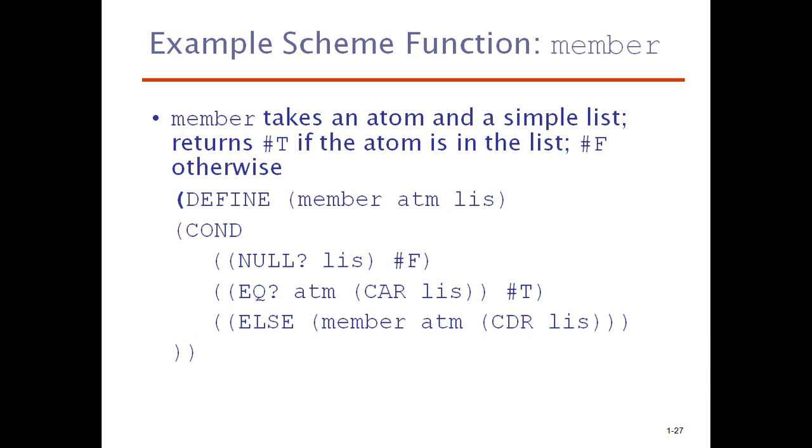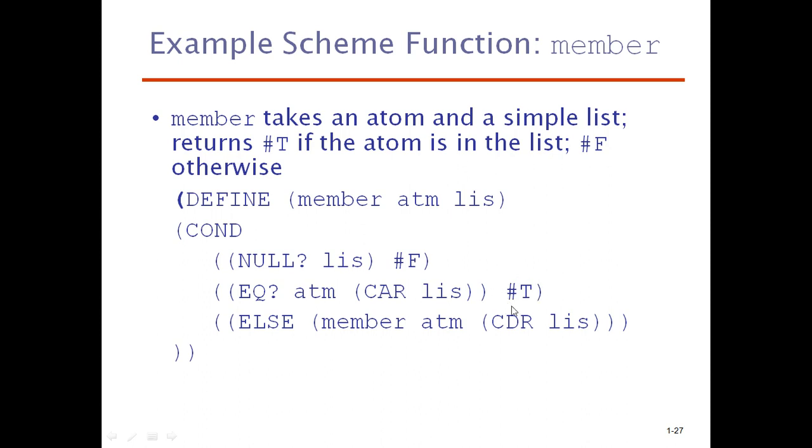Next, check whether the first element in the list is the atom or not. That means EQ, that means equal, atom, that is the atom that you are supplying here, and CAR list. We have seen CAR will return the first element in the list. If the first element in the list and ATM are equal, then it will return true.